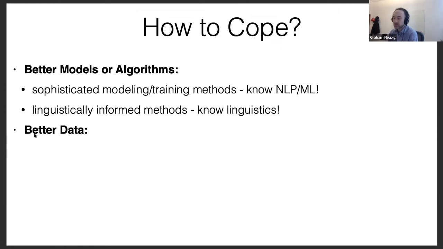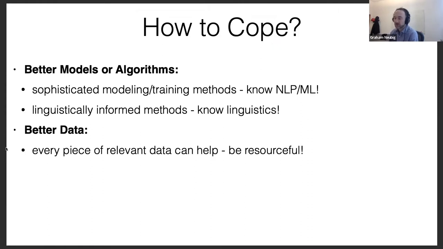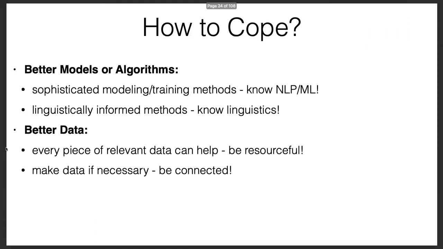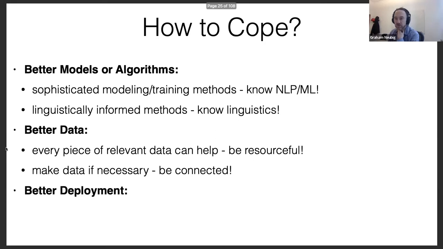We can also do it through better data. So every piece of relevant data for a task in a low resource language can help. And how we acquire this data requires us to be resourceful, and we'll talk about good ways of gathering data. We can also make data if necessary. So if you want to work on a particular language, it helps to be connected to people who know the language and can help you out.